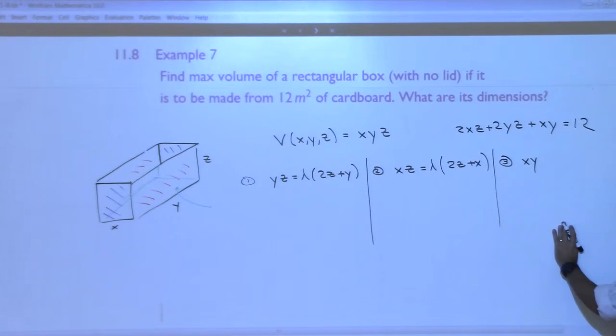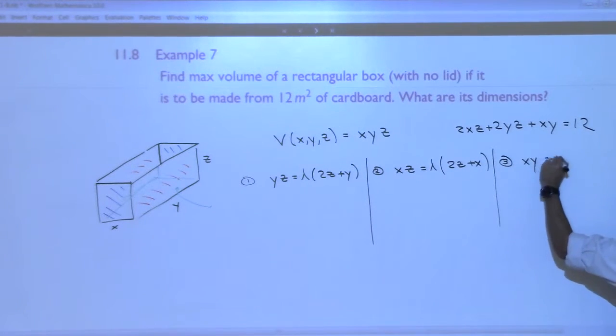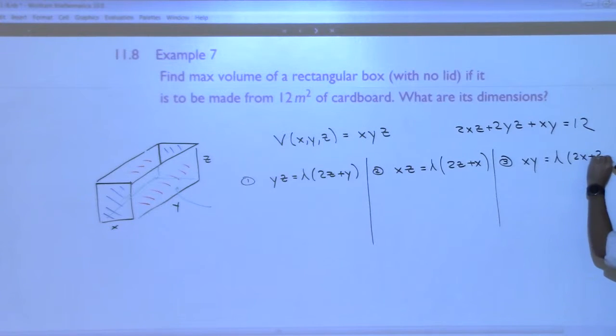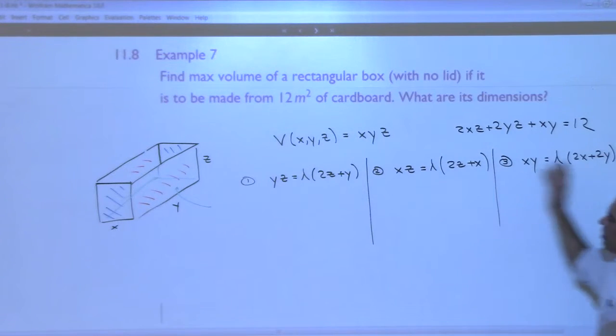xy equals lambda (2x plus 2y). So partial of... y'all just double check that. That okay? It's 1 o'clock, 2 o'clock.